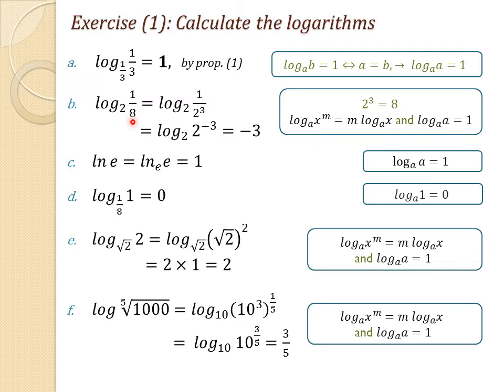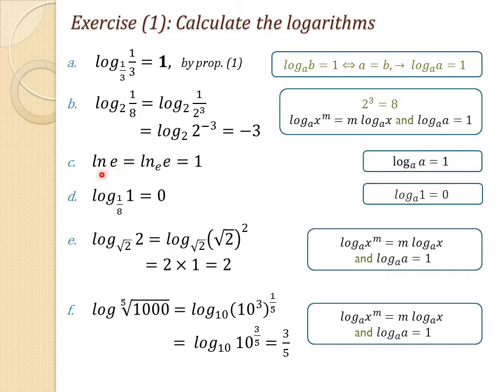As we know that 8 is 2 power 3, when we switch 1 over, the value is going to be 2 power negative 3. And when we use the property of x power m, that m will be multiplied by the logarithm. So then, the value of logarithm 2 base 2 is equal to 1. So then only negative 3 will remain multiplied by the 1, and the result is negative 3.